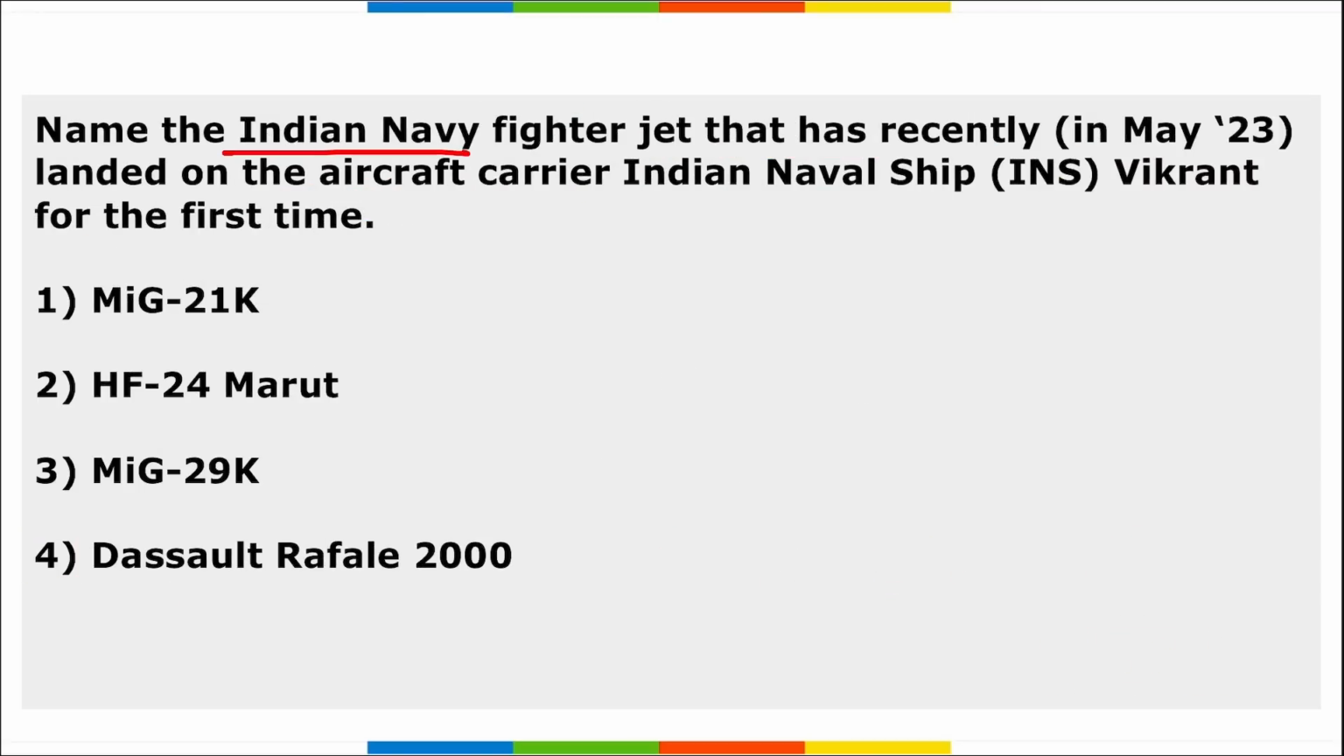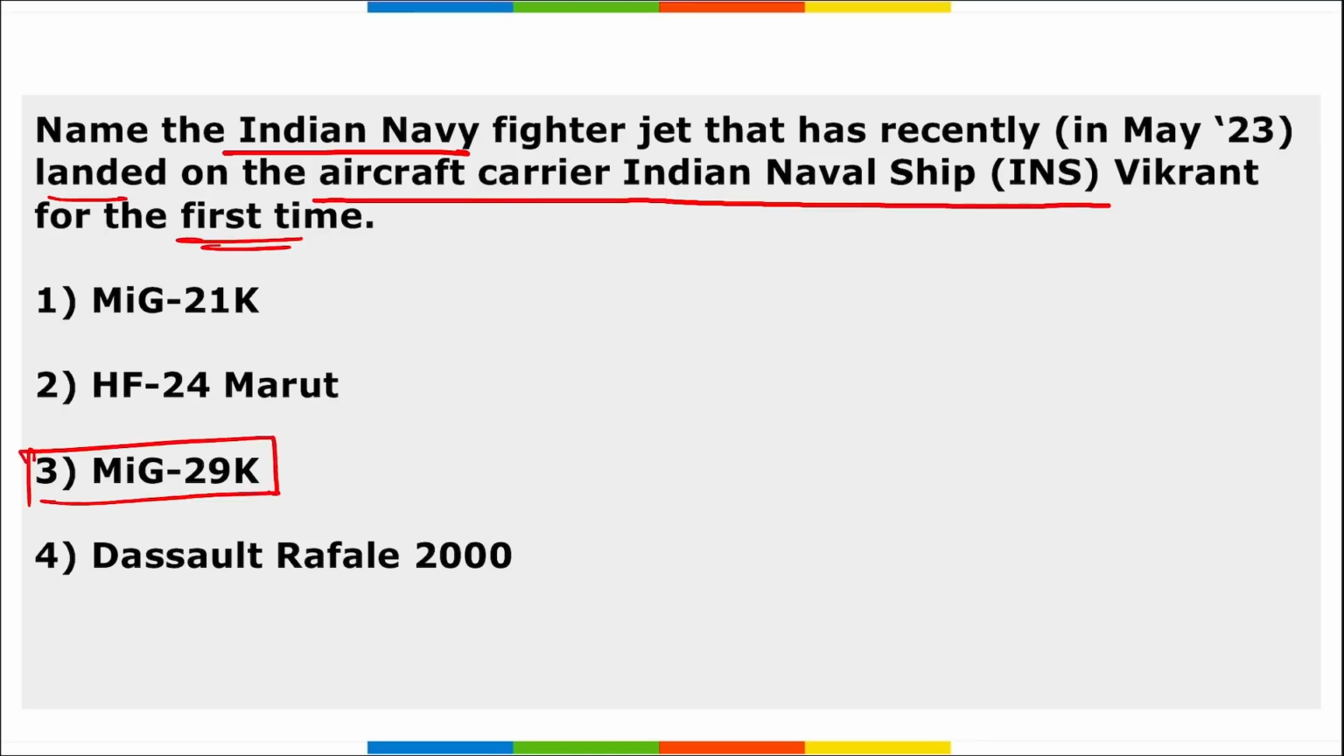Next, name the Indian Navy fighter jet that has recently landed on the aircraft carrier Indian naval ship Vikrant for the first time. It is your MiG 29K, right? It is the fighter jet that recently landed on the INS Vikrant for the first time during night. Right? During night time, it landed on the Indian naval ship Vikrant. Right? And where did this happen? Location was Arabian Sea.